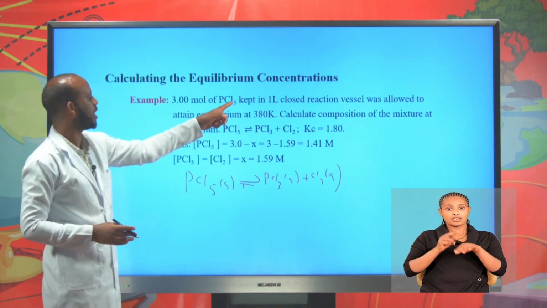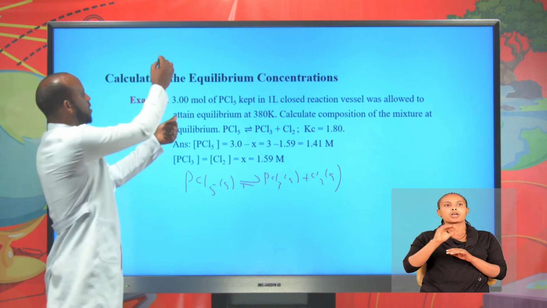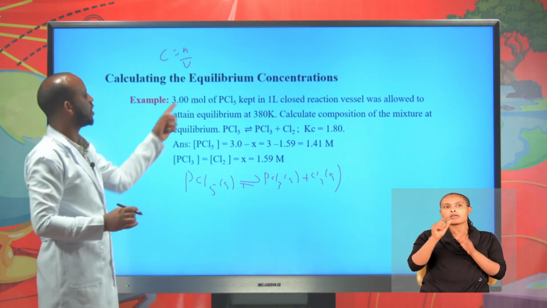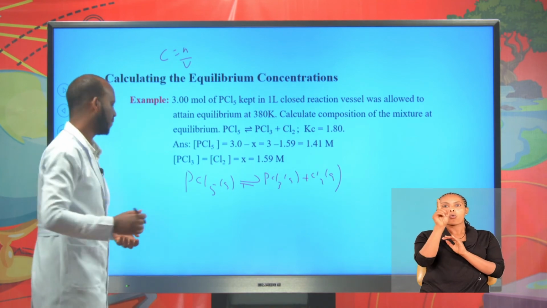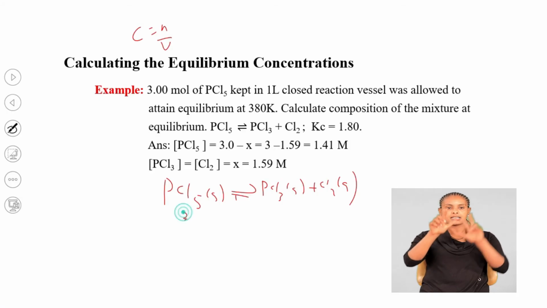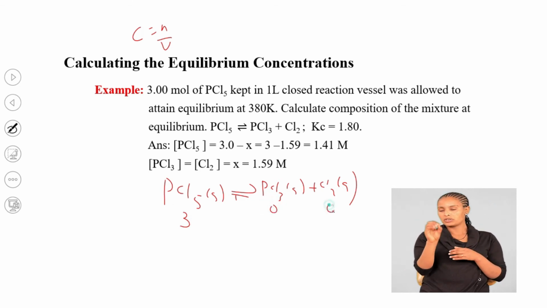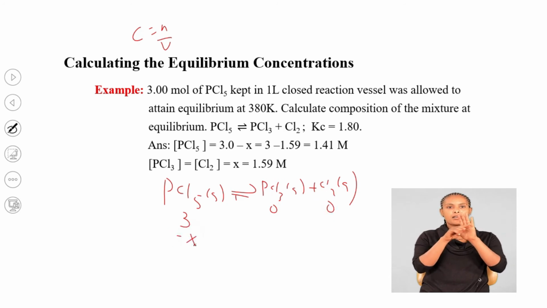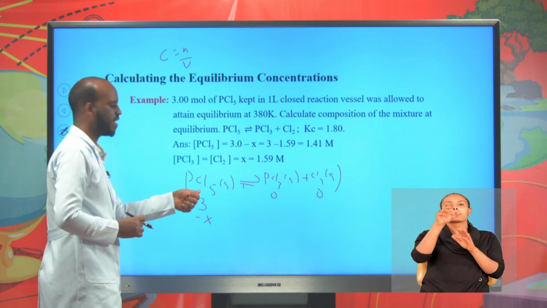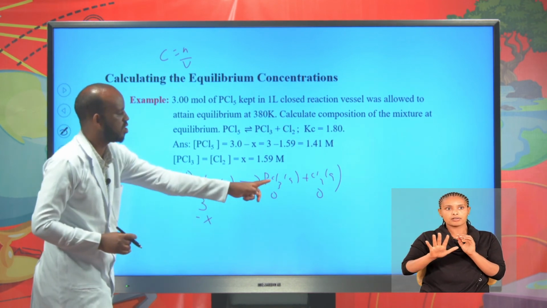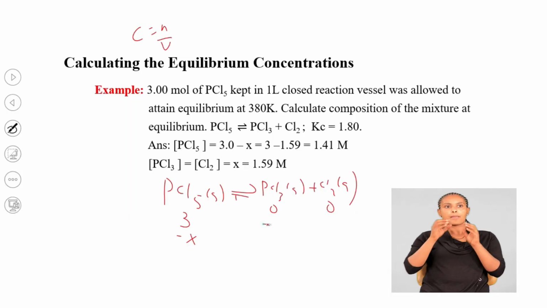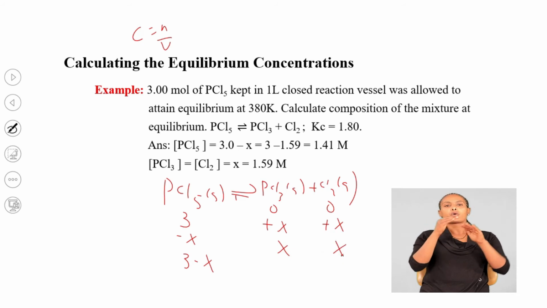Initial concentration of PCl5: concentration by definition is number of moles divided by volume. 3 divided by 1 is 3 molar, the initial concentration. Initially we have no PCl3 and Cl2, so 0. Change: minus x. Let x amount of PCl5 be dissociated. Concentration of PCl3 and Cl2 is increased by plus x. Equilibrium concentration of PCl5 is 3 minus x, and equilibrium concentration of PCl3 and Cl2 is x.